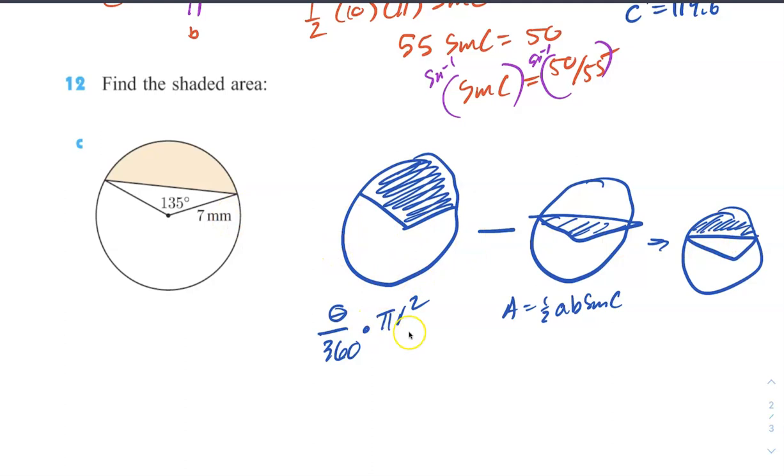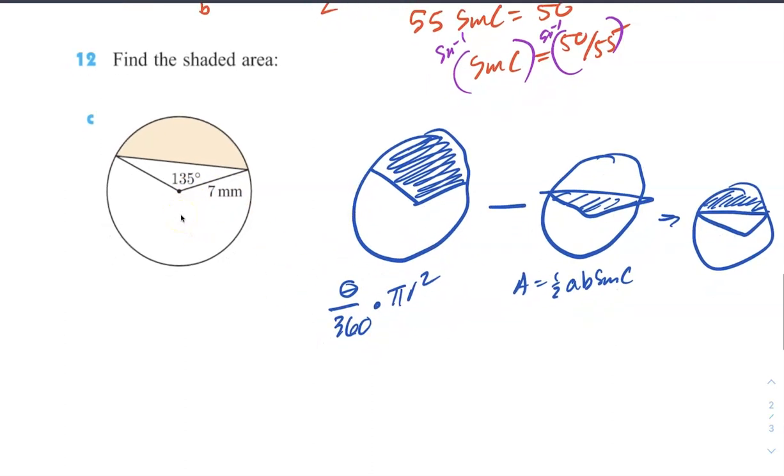All right, so what do we need? The radius, 7, done, and we need the angle, 135. Couldn't be easier. So we have 135 over 360 times pi times my r, which is 7 squared. I just put that on the calculator, simplify, but I'm going to leave it here for now. The next one, I need area of the triangle, so it's 1/2 AB sine C. Now here's my triangle. Do I have everything? I have the angle, 135.